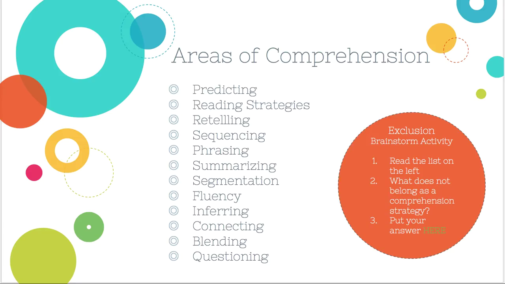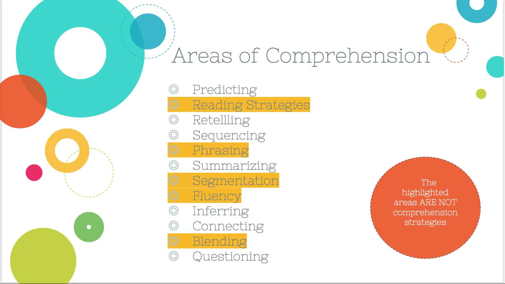The next thing is called an exclusion brainstorm, and this is where we give boys and girls a list of vocabulary words, and you have to figure out what does not belong. So take a minute and read through those, and then click here to go to our Padlet board and put your answer to see what is not comprehension. When you're finished, go to the next slide to see your answers.